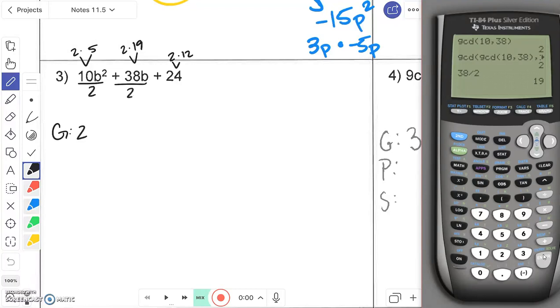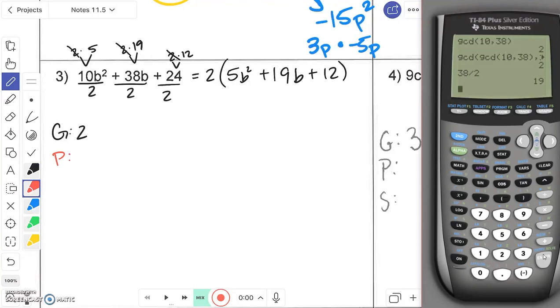That means that I have to divide everything by 2 to work it backwards. And we're going to put that outside of my parentheses to figure out what's going on there. So divide everything by 2. So basically it's just going to take those 2's out of each one of it. So then I get 2 times 5b squared plus 19b plus 12. So I have to do that before I can get my product and my sum, because I've got to pull that GCF out.